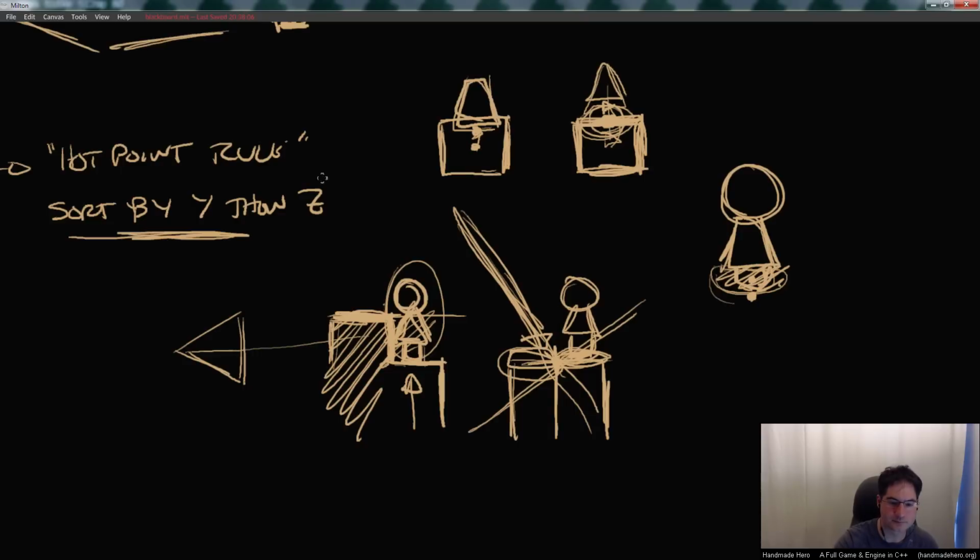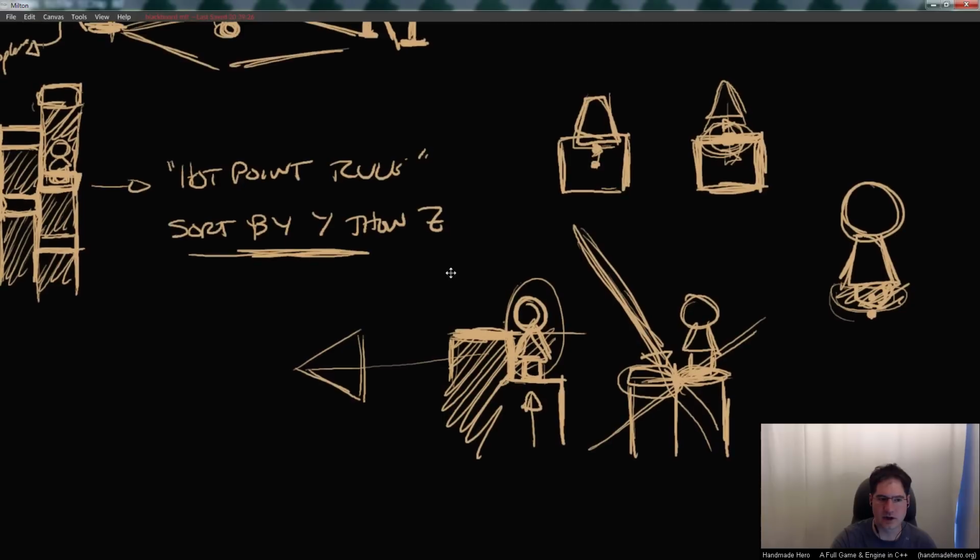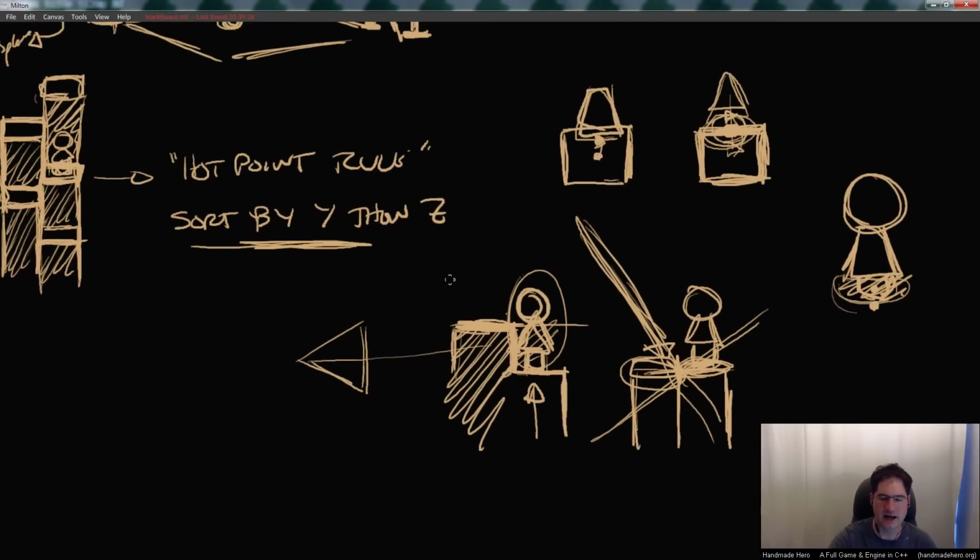So, I don't have a solid solution for this. All I know is that we are definitely going to have to address it, and it's something that the renderer has to be aware of.